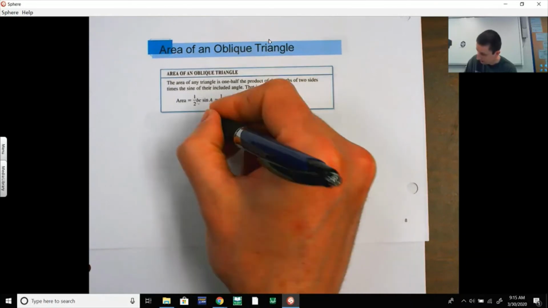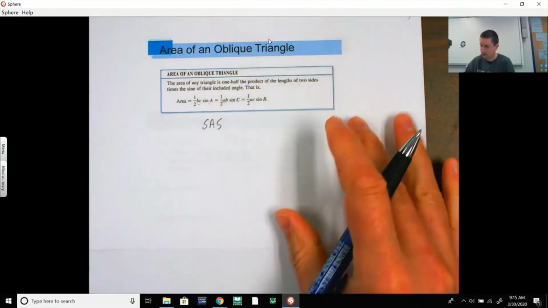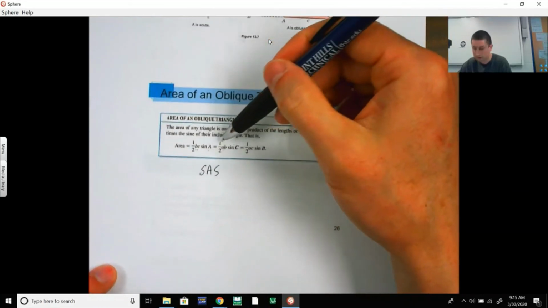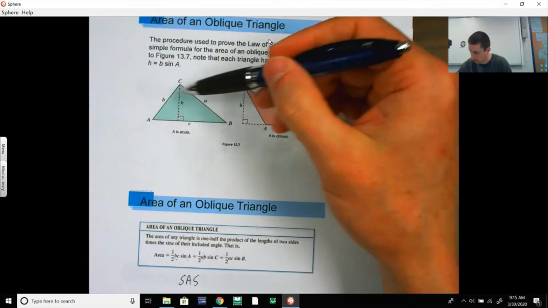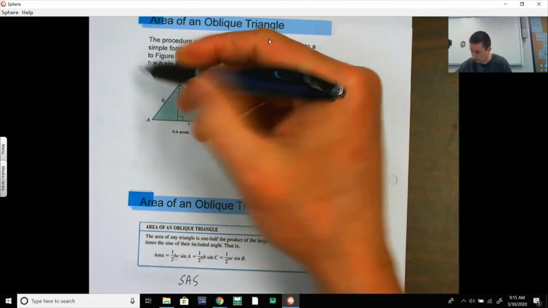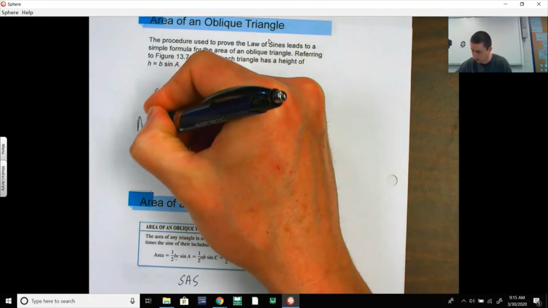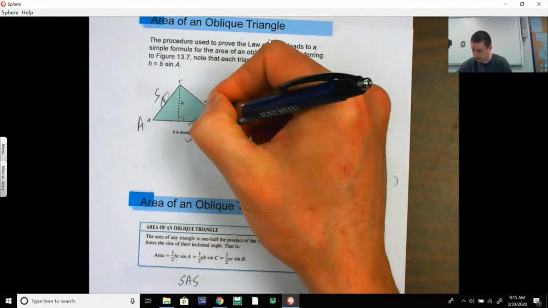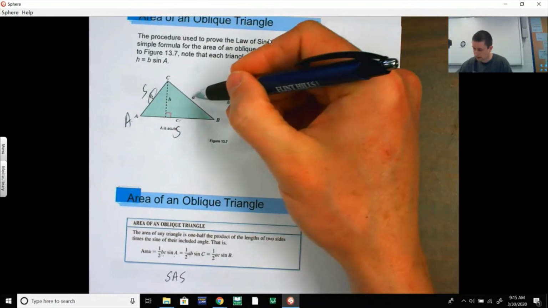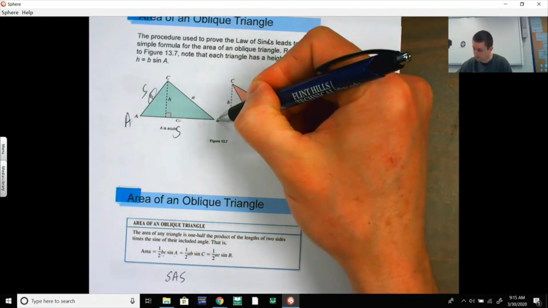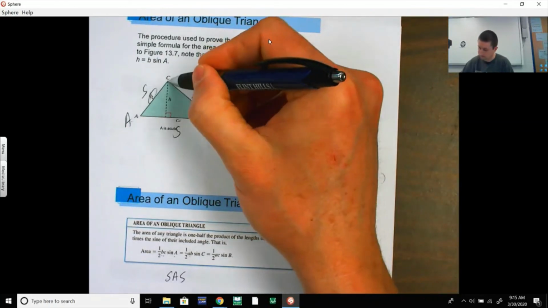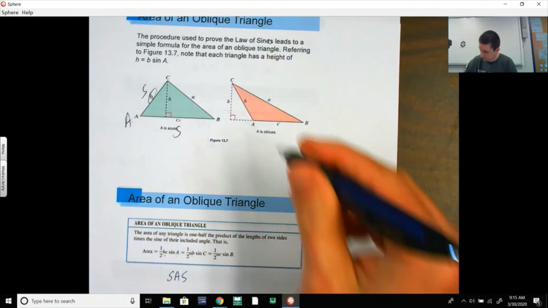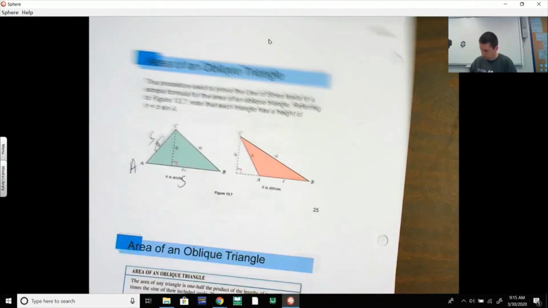So you have to have a side-angle-side to use this formula. If you have B times C and sine of A, so there's side, angle, side like that: B, C, sine A; AC, sine B; AB, sine C. Whether it's an acute or an obtuse triangle, it works.